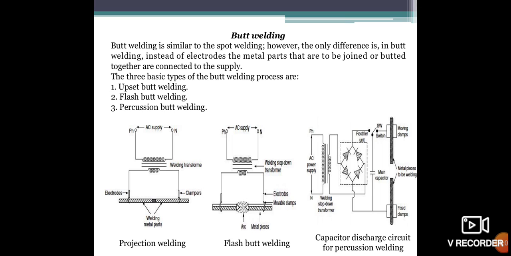Basically there are three sub-types: upset butt welding, flash butt welding, and percussion butt welding. Here are the three diagrams for the butt weldings.